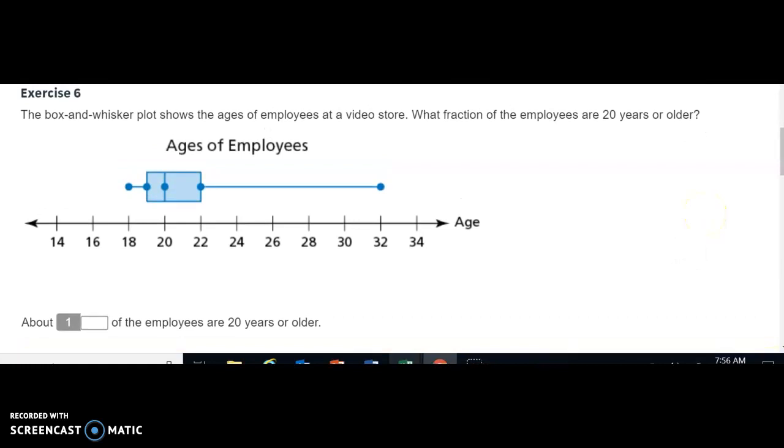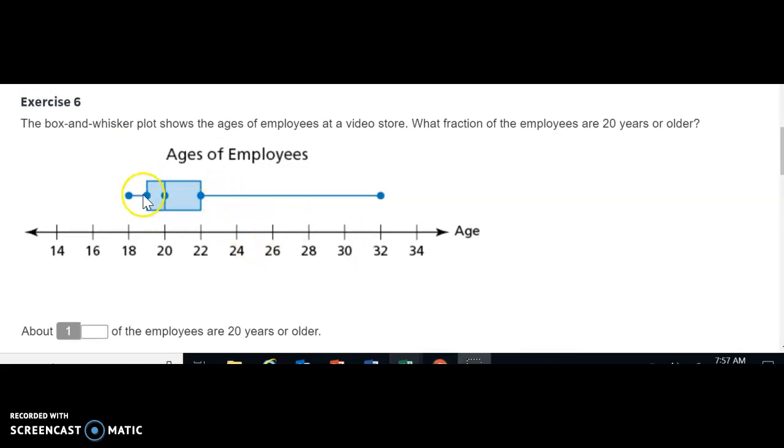Okay, exercise 6. The box and whisker plot shows the age of employees at a video store. What fraction of the employees are 20 years or older? So we have the 20 years or older. And when we look at this, we can divide this into two groups. And so what we're going to do is say half of them are older than 20 and the other half are younger than 20. So this is going to equal 1/2.